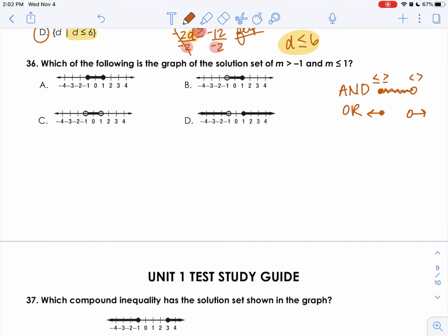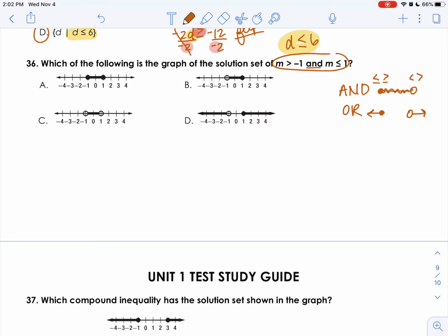So for this first one, it says, which of the following is the graph of the solution set of m is greater than -1 and m is less than or equal to 1. So we're just picking the graph that matches this. It's an "and", so we should be looking for the overlap of the two graphs of m is greater than -1 and m is less than or equal to 1.